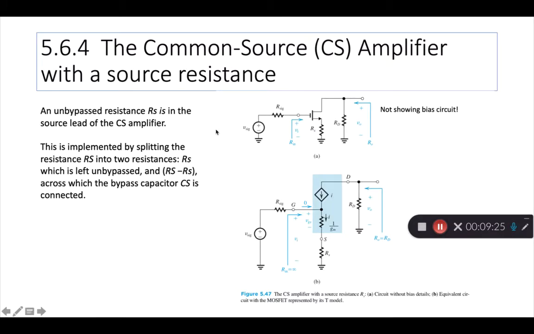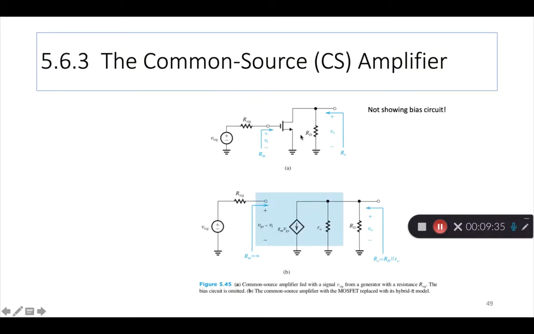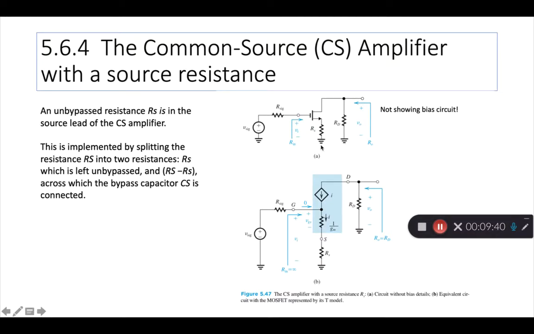If you added an unbypassed resistance in the source lead, previously in this lead there's no resistance. Now if you add a source resistance in the source lead, obviously, then you modify that to a CS amplifier with a source resistance. And as we have seen before, there are a lot of benefits to doing it. We'll talk a little more about it, but you already know the benefits.